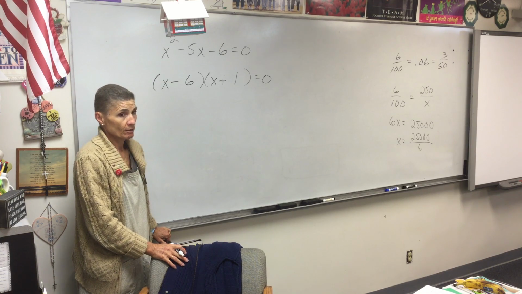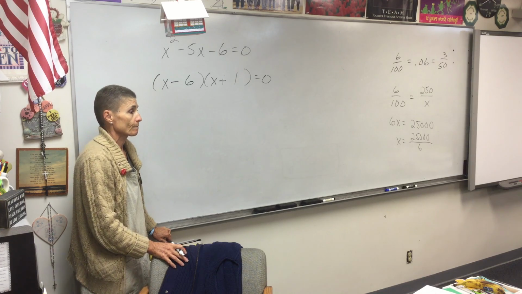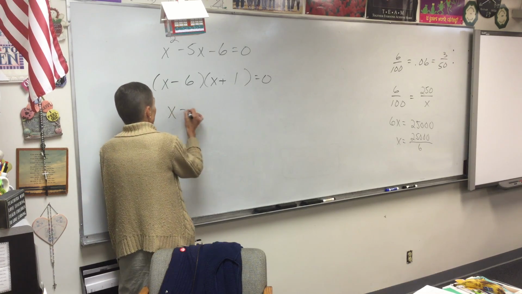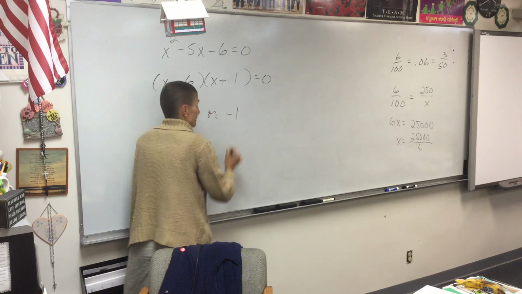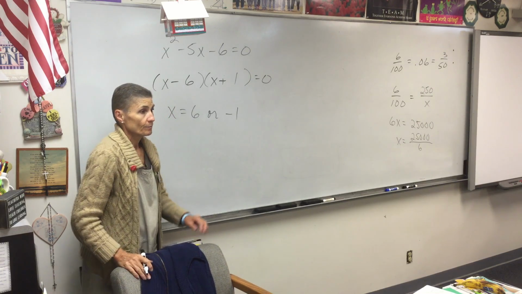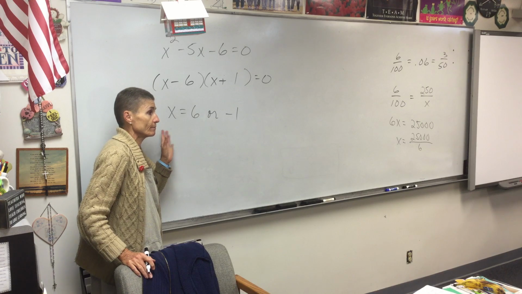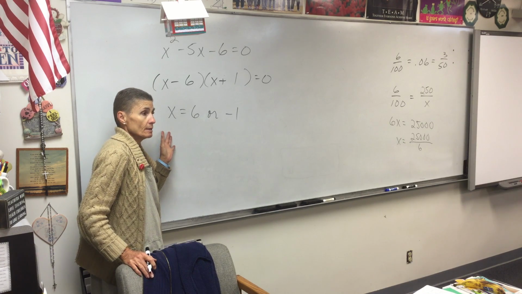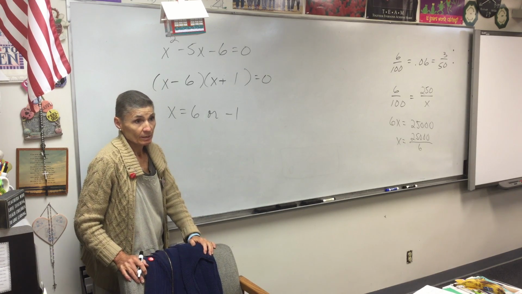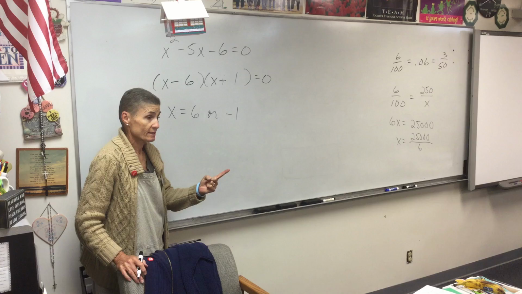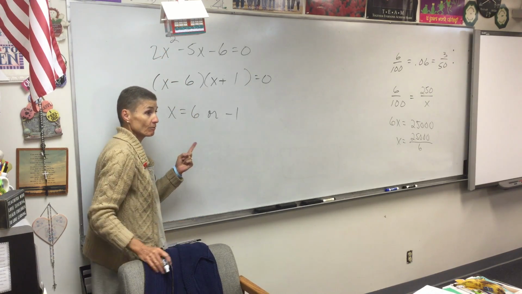Now, where do you go from here? If this is how you choose to do the problem, where do you go from here? Set them equal to 0, and x ends up being 6 or negative 1. I hope that looks familiar to you because you've done it since about 7th grade. The problem with factoring is, first of all, no matter how much we've practiced, some of us are really bad at it, especially if we put a 2 or something out here in front.